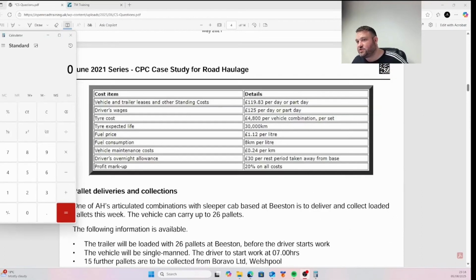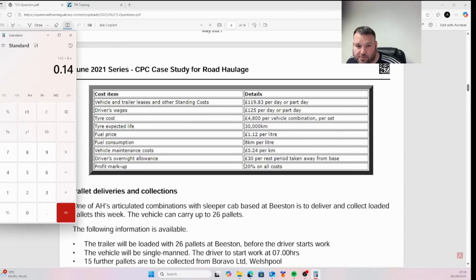With the fuel, we've also got another bit of simple math to do. So with that, I'm going to open the calculator. Now, looking at the fuel price, we have £1.12 per litre. So £1.12. We're going to divide that by the economy. So fuel consumption, 8 kilometres per litre. So divided by 8 gives us 0.14.